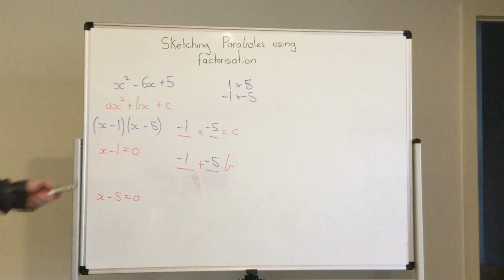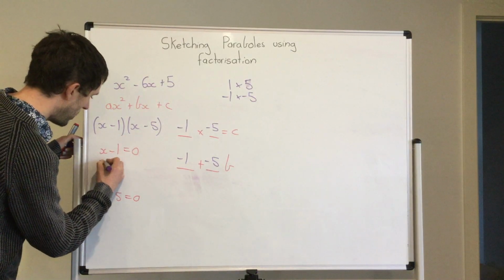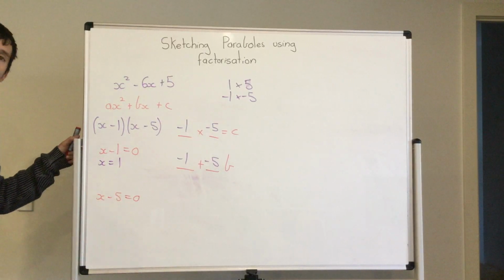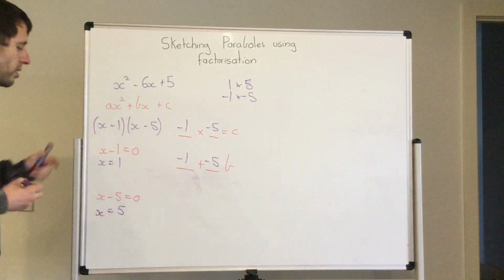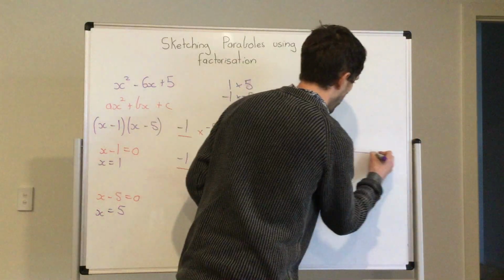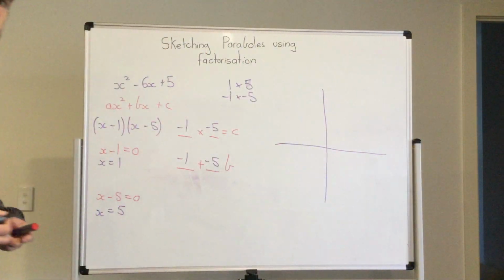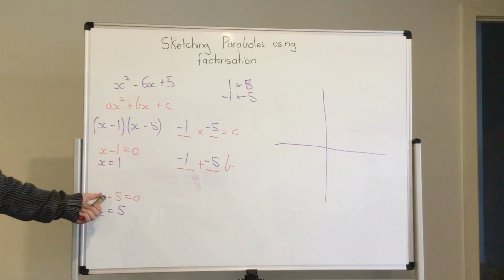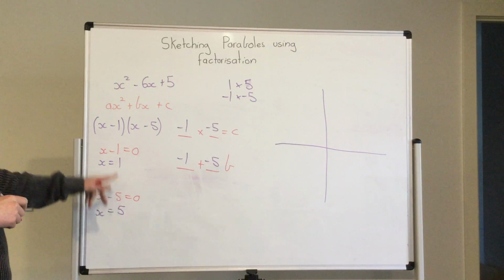So to start off, how do I get x by itself? I add 1 to both sides and x becomes 1. How do I make x take 5 just x? I add 5 to each side, so x is 5. So that shows me when I draw my graph that I've got two x-intercepts. So the first one is that I have x at 5 and x at 1.